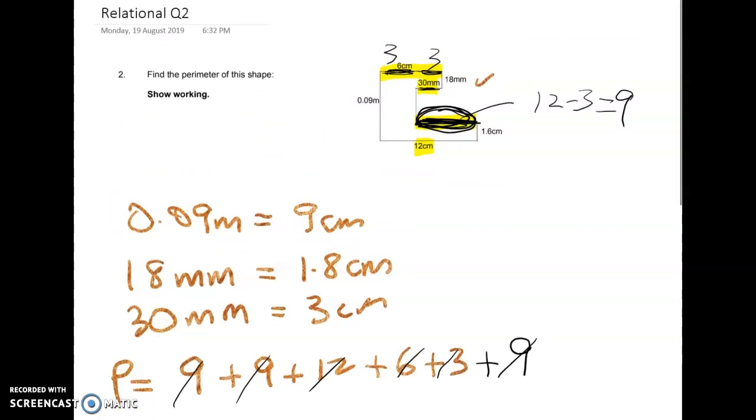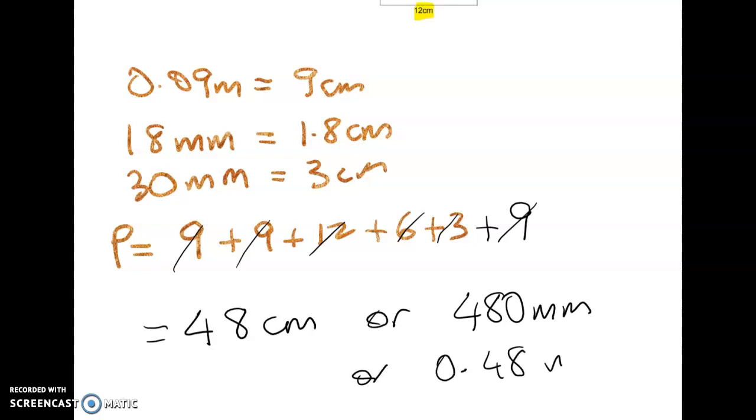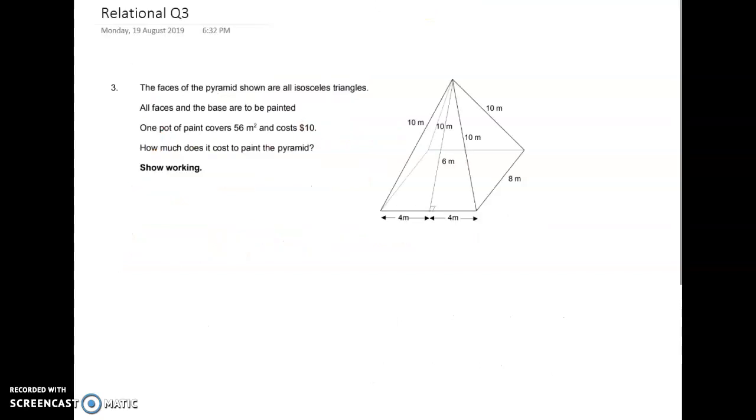Now, I wasn't told what unit to use, so you could say 48 centimeters. What would some other good answers be? Well, we could do 480 millimeters, or we could do 0.48 meters. All of those are fine. Okay, relational question 3. Oh, this looks really awful, but it's not once you've had a good close look at the shape.